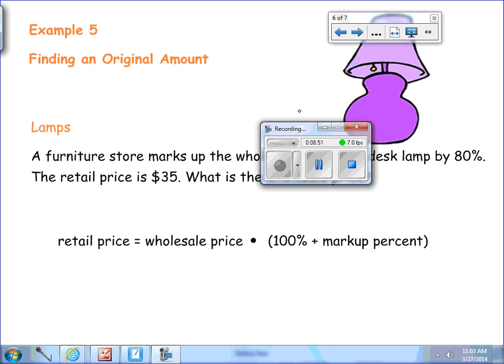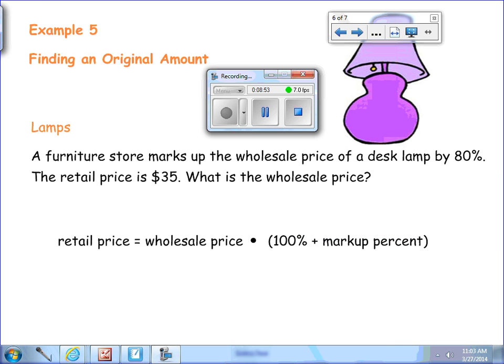Our next example is finding an original amount. A furniture store marks up the wholesale price of a desk lamp by 80%. The retail price, what they actually sell it for, is $35. What's the wholesale price? Now the wholesale price is what did that store actually buy those lamps for? So we know that the store is selling it for $35, which is the retail price.